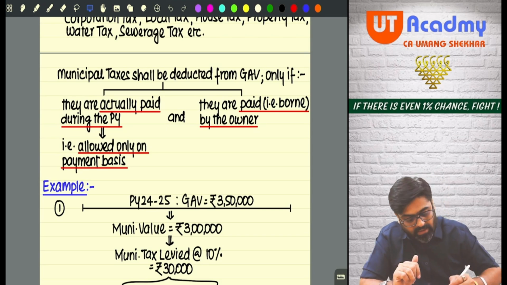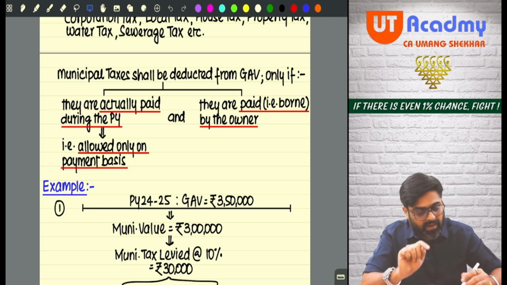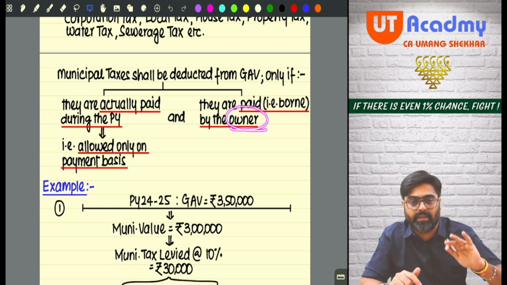Understanding? Meaning that the deduction is only on a payment basis and the deduction will be allowed only if they are paid by the owner. Paid means borne by the owner.